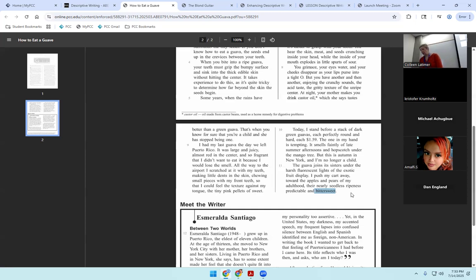All right. So let's keep going with the questions. Number 6, what effect does seeing the guava in the store have on Santiago? What effect of just seeing the guava, not even tasting it, but just seeing it? What is she feeling?